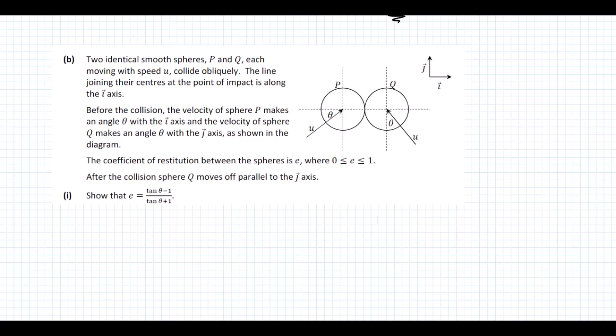Two identical smooth spheres P and Q, each moving with speed u, collide obliquely. The line joining their centers at the point of impact is along the y-axis. Before the collision, the velocity of the sphere P makes an angle theta with the y-axis, and the velocity of sphere Q makes an angle theta with the j-axis, as shown in the diagram. The coefficient of restitution between the spheres is e, where e is greater than or equal to 0, less than or equal to 1. After the collision, sphere Q moves off parallel to the j-axis. Show that e is equal to tan theta minus 1 over tan theta plus 1.